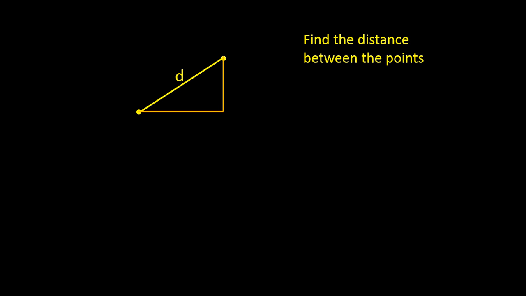Now you may remember that there is a formula that can be used to find the distance between two points. If we call those points x sub 1, y sub 1, and x sub 2, y sub 2, then what we can do is use the Pythagorean theorem to find the distance between the points. But we need to have a way to express the lengths of the legs of the triangle first.